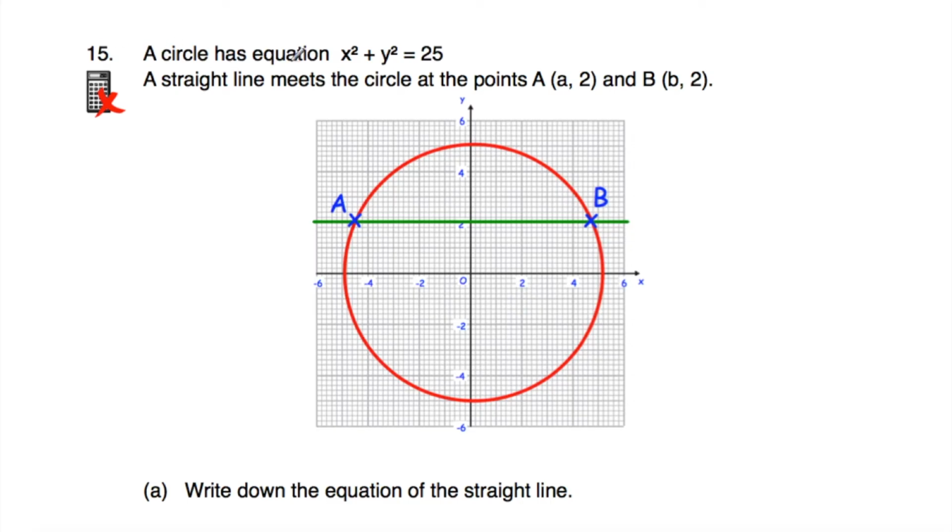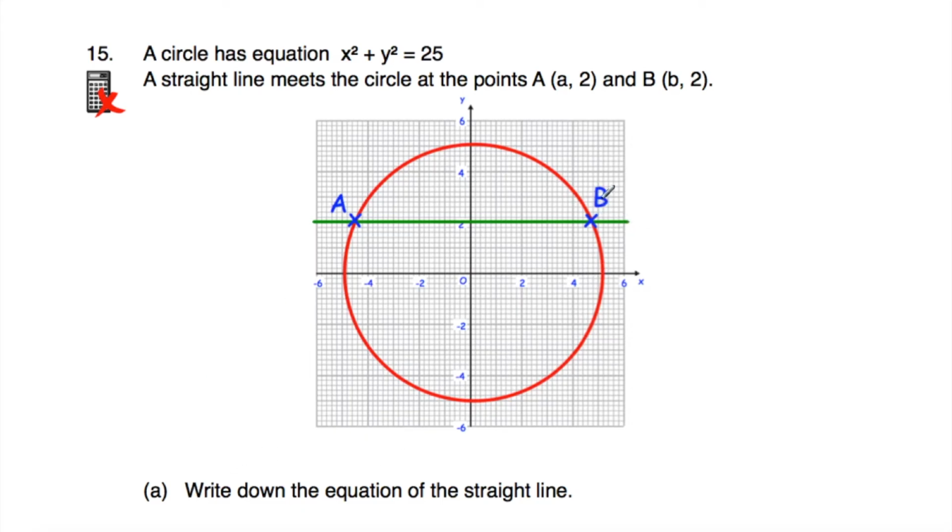So question number 15 says, the circle has equation x squared plus y squared equals 25, and a straight line, this green straight line, meets the circle at the points A, which is (-2, 2), so A across and 2 up, and B, which is (2, 2), so B across and 2 up. And part A says, write down the equation of the straight line.